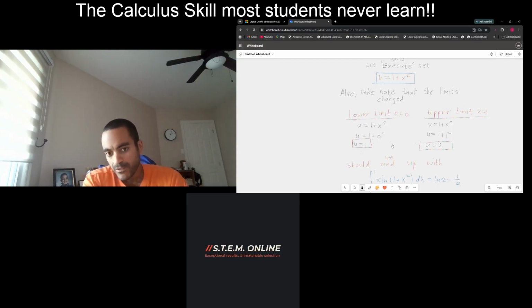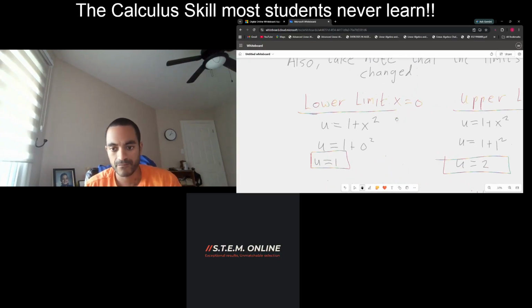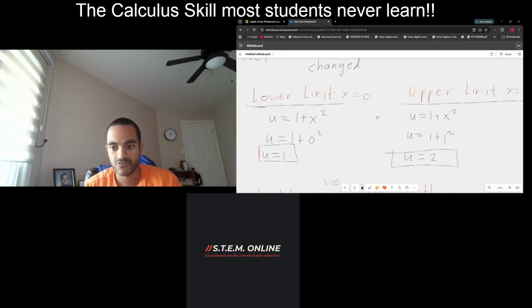Now, when we do that, we need the limits of integration for u. We want the limits of integration for u because we're in terms of u now, so we have to get rid of the x. The lower limit of integration we said was x equals 0 in our integral. The upper limit of integration was x equals 1.